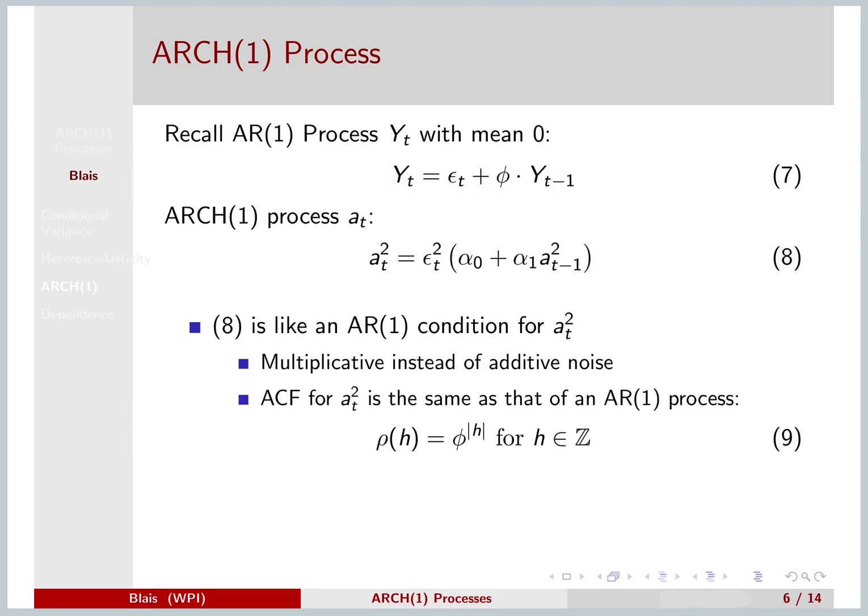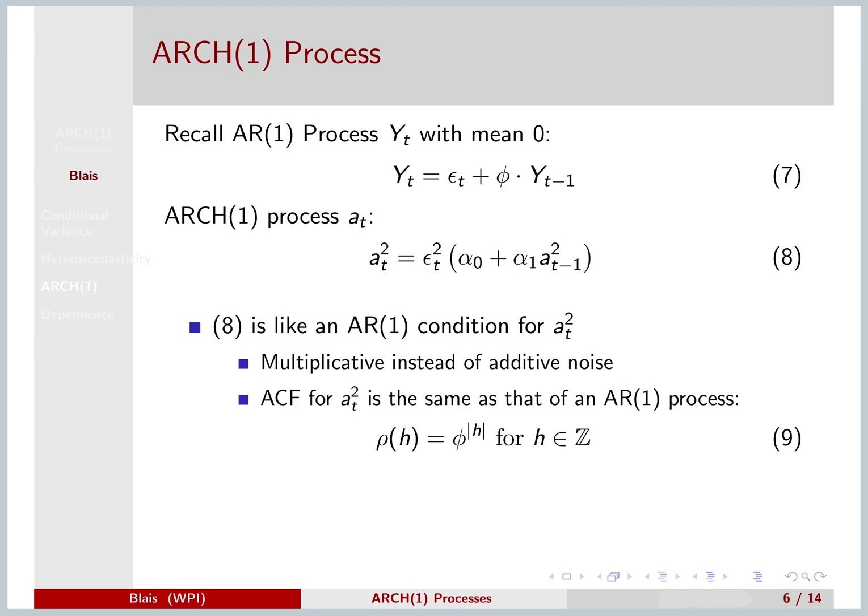Note its similarity to our AR1, or autoregressive 1, process Y_t. Remember that in the AR1 process, setting mu equal to 0, Y_t remembers a piece of what it was yesterday plus a noise term. The ARCH-1 process here is saying the square of the ARCH-1 remembers a piece of yesterday's squared term plus a constant, but multiplied by a noise term squared.